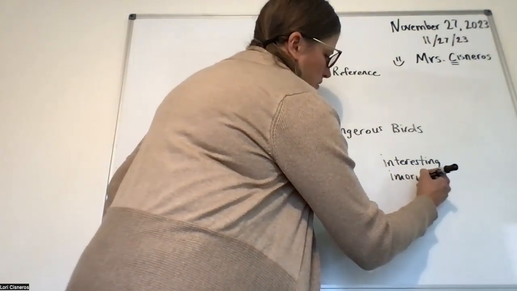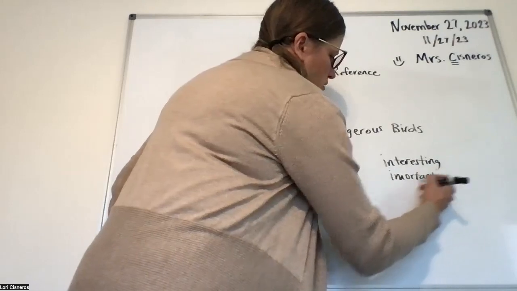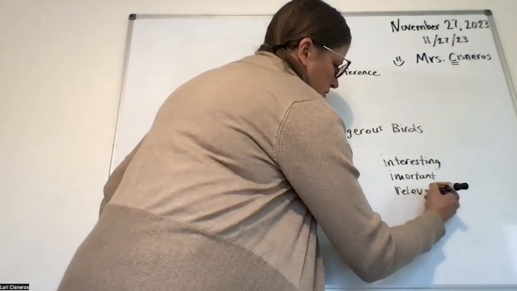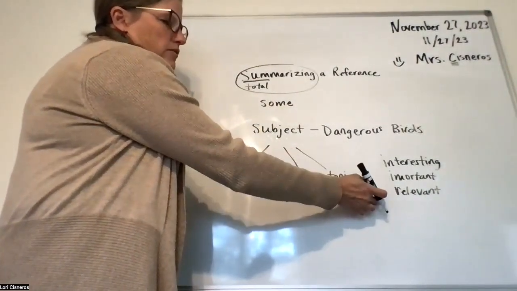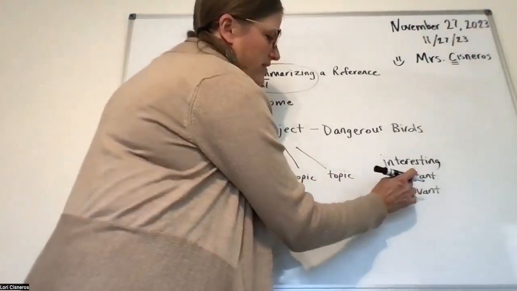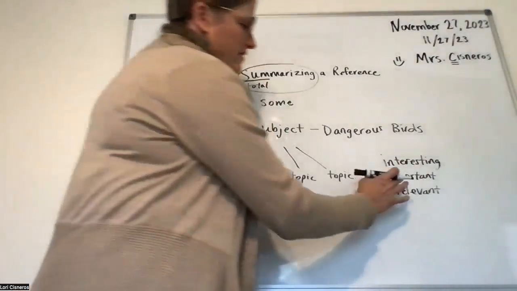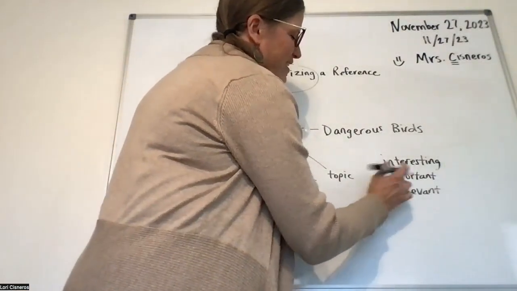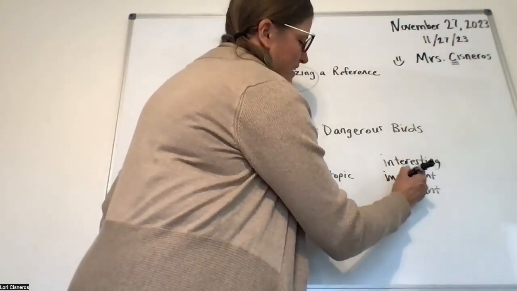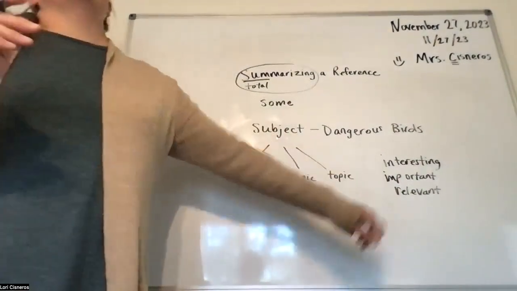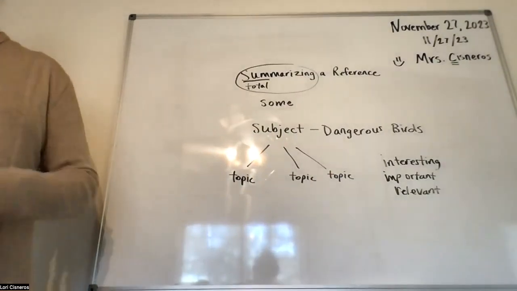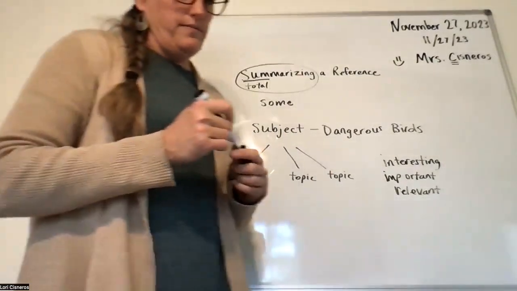that's another, or relevant. Those are the 3 types of information you're looking for. Oh, I didn't spell it right. Important. There you go. The new word of the day, important. So those are the types of information, like facts, that you're looking for to put in your report.